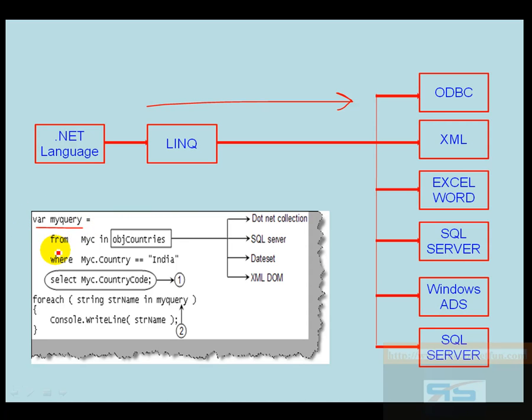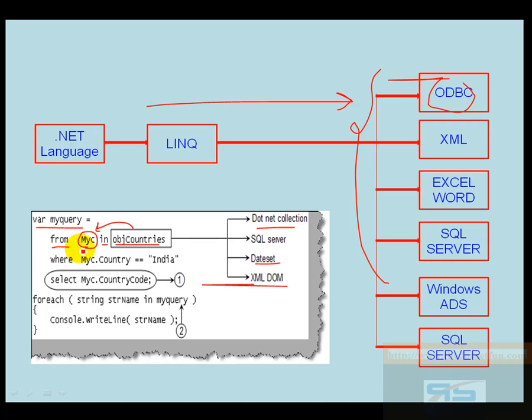This will basically be used to build the query. Then you say, from myc. Now this is your temporary variable, in obj countries. What it is trying to say is that please from obj countries fetch data into myc. Now this obj countries can be either an ODBC data source, a .NET collection, a data set, anything you think about. So in other words, what we have written over here is a generic LINQ query which completely abstracts from us the way all these data sources work, right?